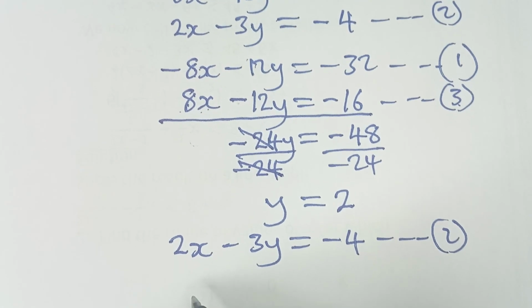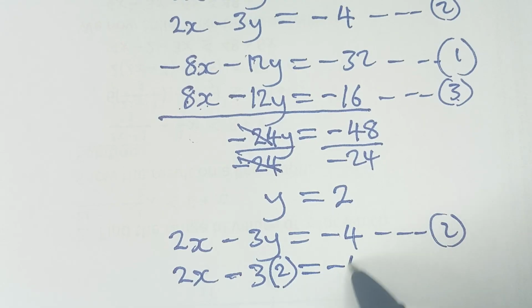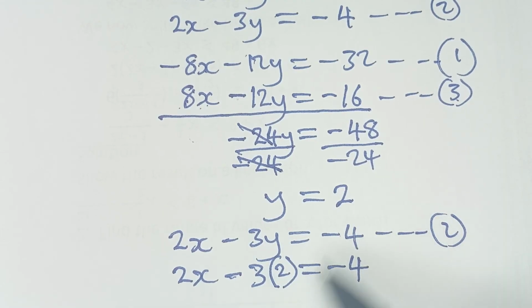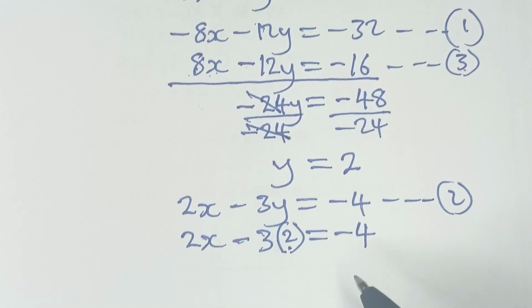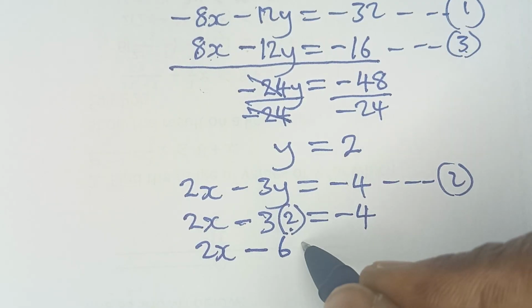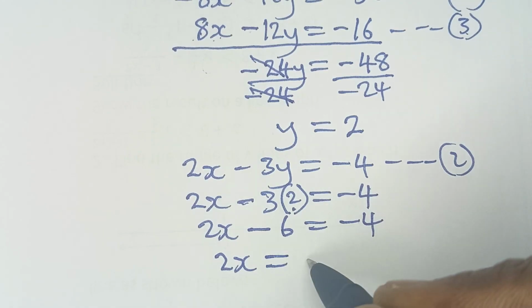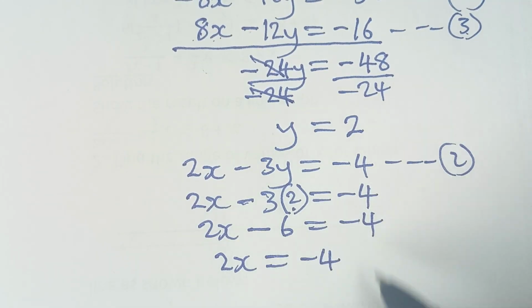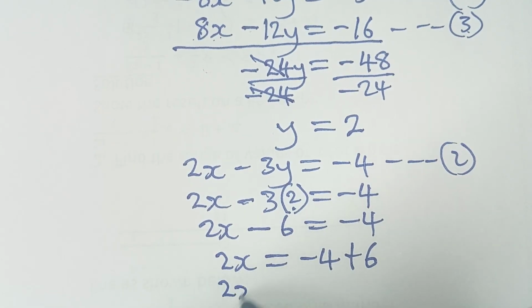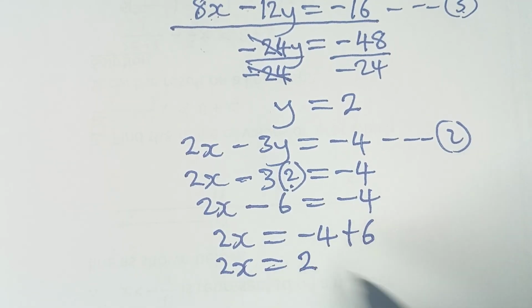So writing that, I'm going to write 2x minus 3 multiplied by 2 is equal to negative 4. Don't forget, this is 3y and y is already 2. So that's why I wrote 2 here. So if we continue like that, I'll be having 2x minus 6 is equal to negative 4. Or 2x is equal to negative 4, which is already on this side. When this negative 6 comes to this side, it becomes positive 6. So 2x will be equal to negative 4 plus 6, which will give me positive 2.